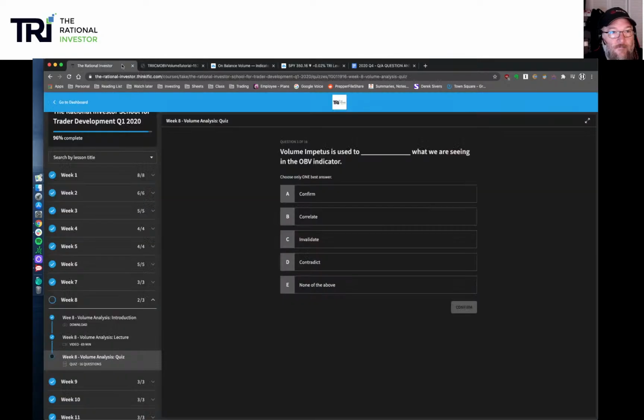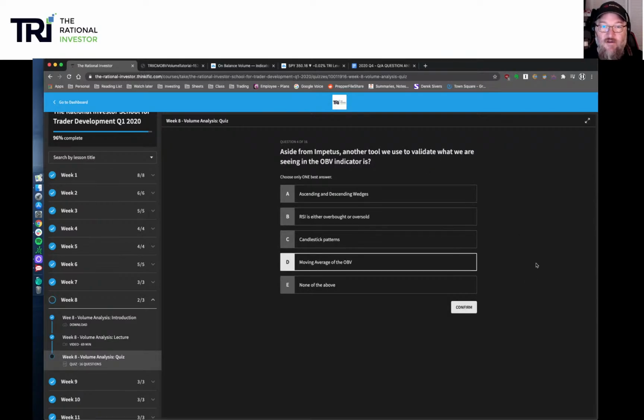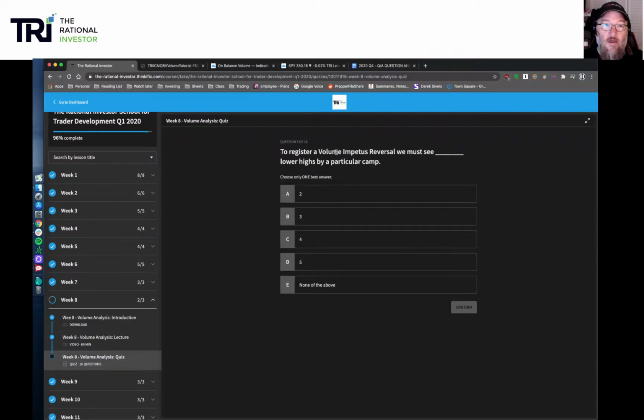All right, get back to the quiz. Volume impetus is used to confirm what we are seeing in the OBV indicators. Confirm. Aside from impetus, another tool we use to validate what we are seeing in the OBV indicator is the moving average of the OBV. And then to register a volume impetus reversal, we must see 3 lower highs by a particular camp.